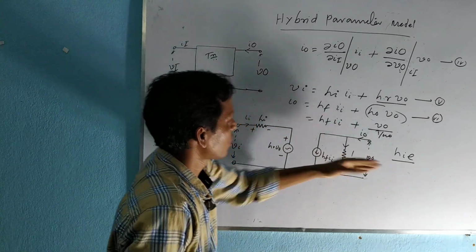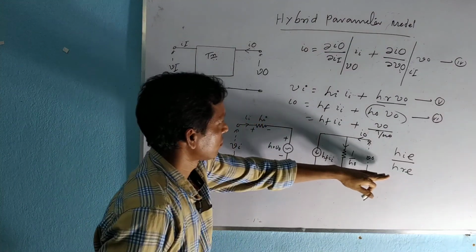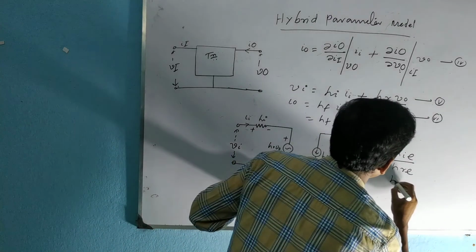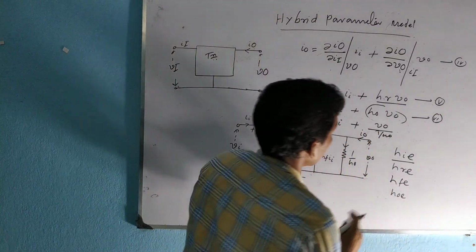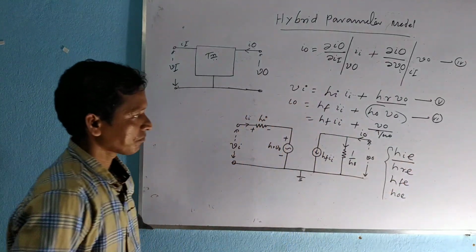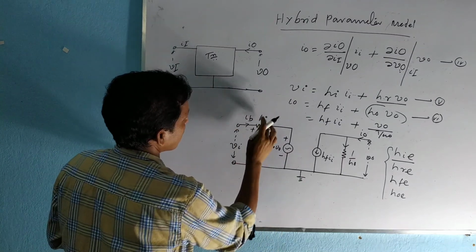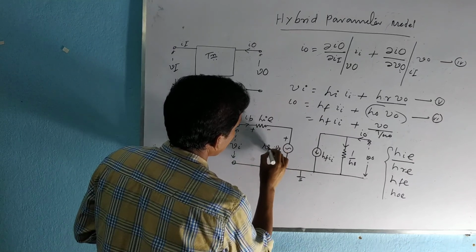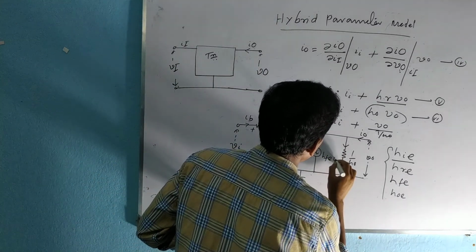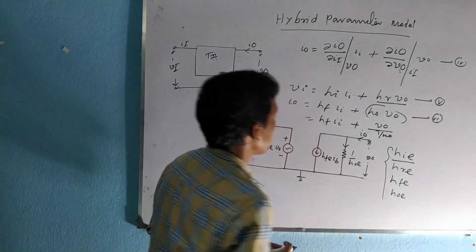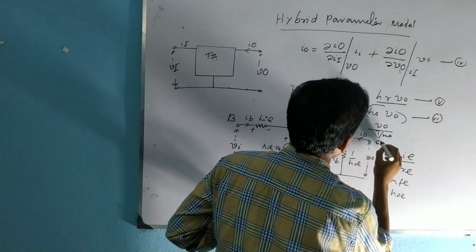For the common emitter mode, HI will be HIE, and this will be HRE, the reverse voltage gain for the common emitter mode. This is HFE, the forward current gain for the common emitter mode, and this is HOE, the admittance for the common emitter mode. So these are the parameters for the common emitter mode, and we know for the common emitter mode the input current is the base current. So this is the hybrid parameter equivalent circuit for the common emitter mode. So this is the emitter, this is the base, and this is the collector.